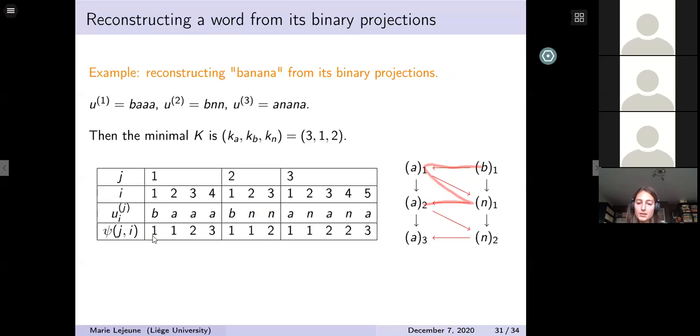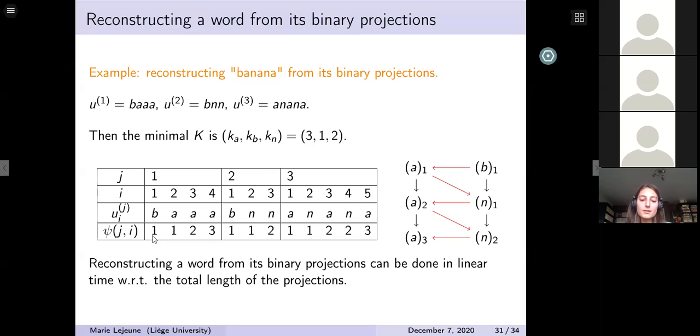And you have a Hamiltonian path giving you the unique word that has these subwords, and that has 3 A's, 1 B, and 2 N's. Okay, so you know that from the binary projections, you can reconstruct the word uniquely, and you know the algorithm that does that. I didn't mention it, but finding a topological sorting of a graph can be done in linear time, and so the process is quite quick.